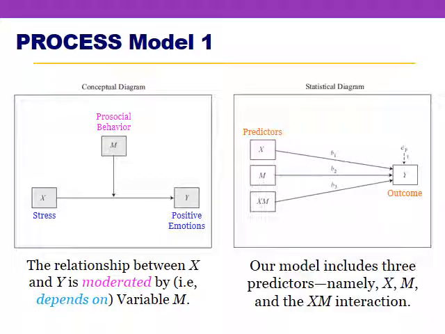So our regression is going to have 3 predictors. We're going to have stress as a predictor, we're going to have prosocial behavior as a predictor, and we're going to have the interaction between those things as a predictor. So for every single different type of analysis that process can run, the manual online has a conceptual diagram as well as a statistical diagram that shows you what's actually happening when you run that model.